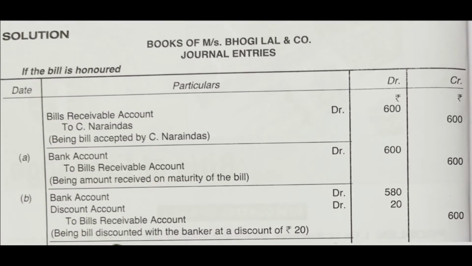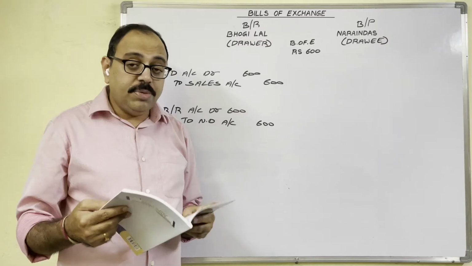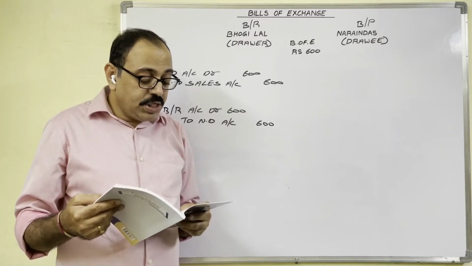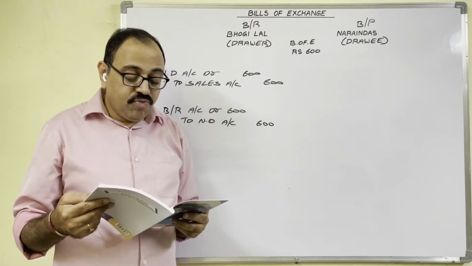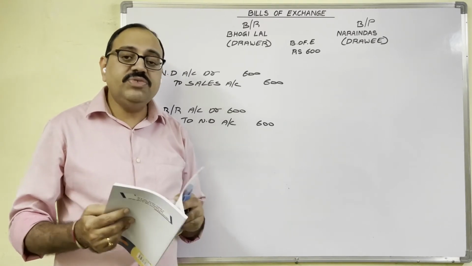Bank account debit 580 rupees, discount account debit 20 rupees, to bills receivable account 600 rupees. Narration: being bill discounted with the banker at a discount of 20 rupees. Case B: if they endorsed it over to their creditors, Messrs. Cox and Company, in full settlement of their dues of 650 rupees.